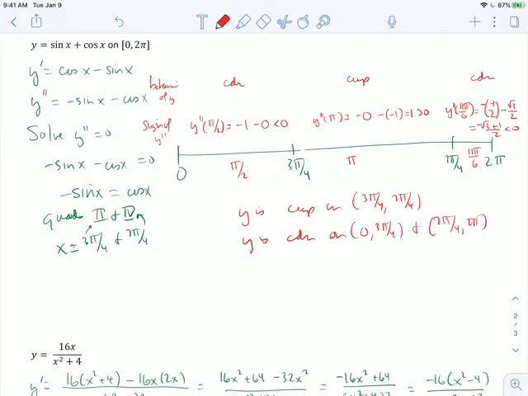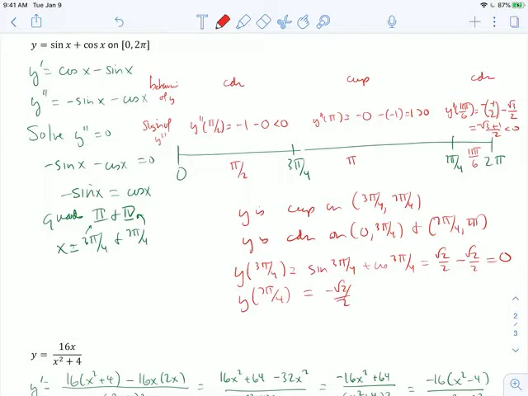And then inflection points, y of 3 pi over 4 is equal to sine of 3 pi over 4 plus cosine of 3 pi over 4. That's equal to the square root of 2 over 2 minus the square root of 2 over 2, which is 0. And we get something similar at 7 pi over 4. I get negative square root of 2 over 2 plus square root of 2 over 2, which equals 0. So I have inflection points at 3 pi over 4, comma 0, and 7 pi over 4, comma 0.